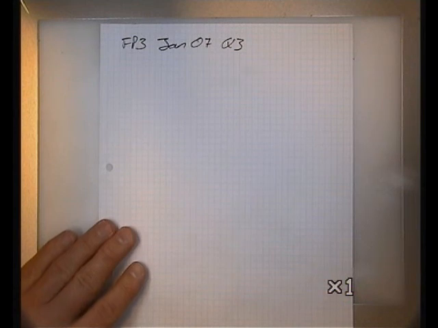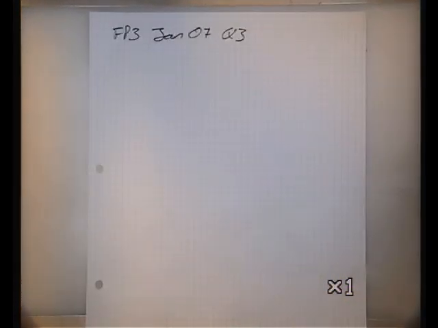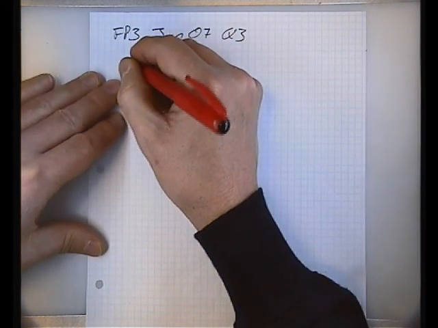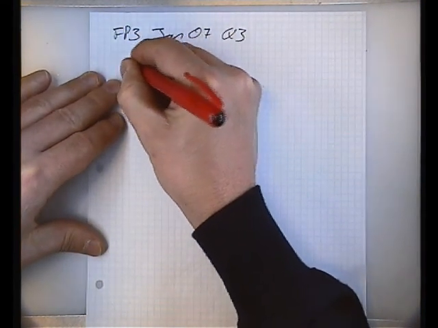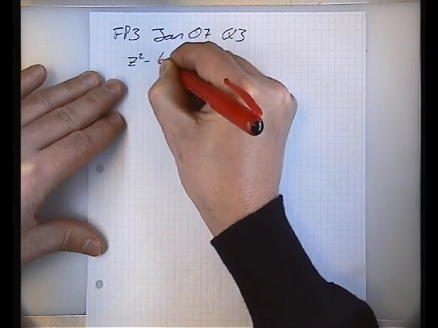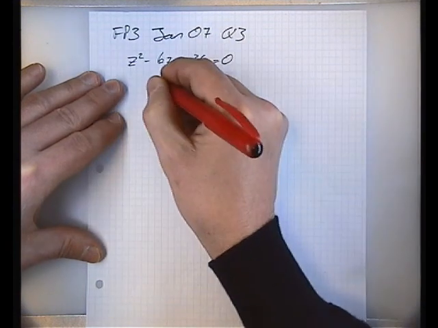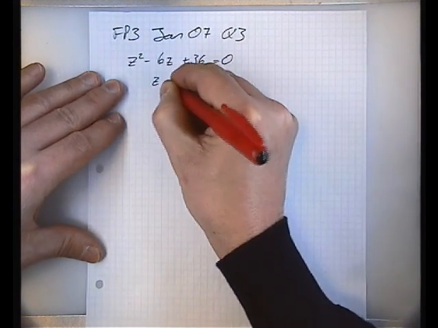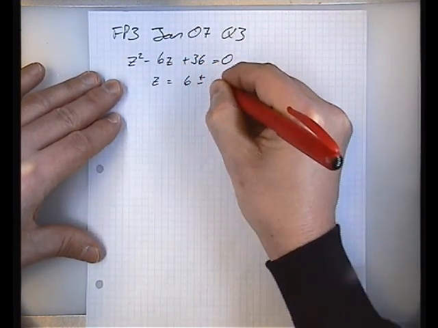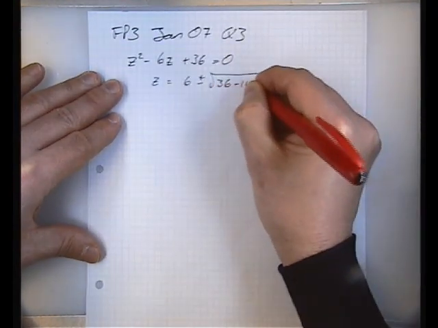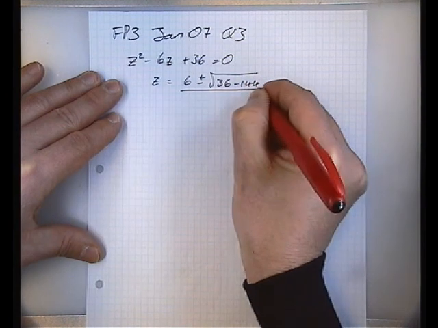Now, we're going to start with using the traditional formula. I know we've got a complex variable here, but this should work anyway. So, we've got z squared minus 6z plus 36 equals 0. Now, put that into the formula. z equals 6 plus or minus root 36 minus 144 all over 2.